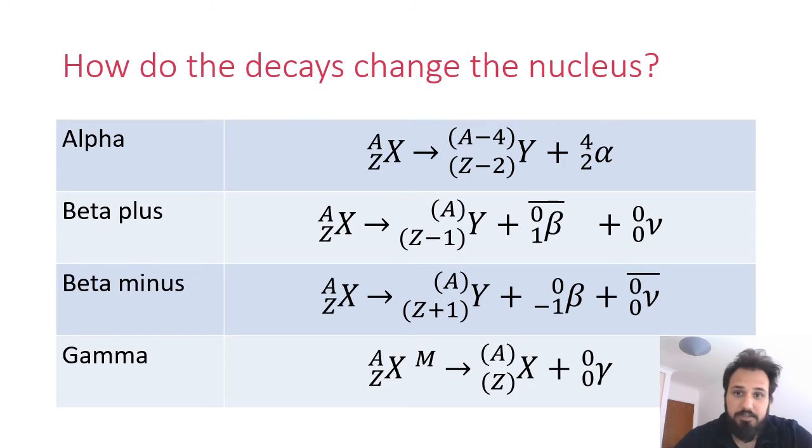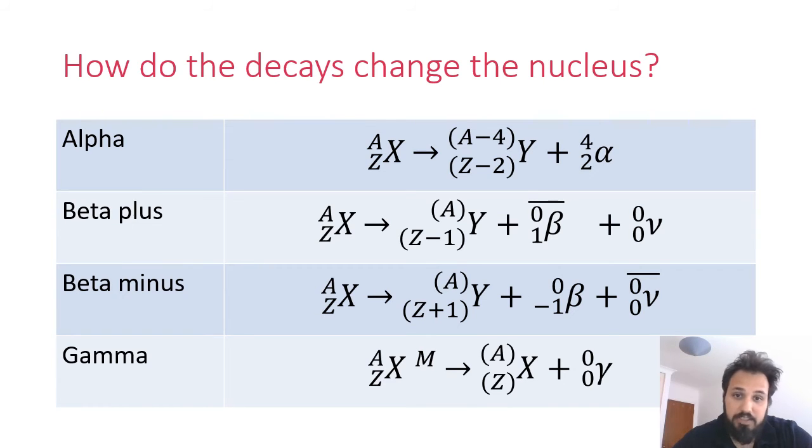In the case of alpha, we'll see that the nucleus loses 2 protons and 2 neutrons. So the atomic mass will change by 4 and the atomic number will change by 2. For beta plus, what we'll see is that a proton will change to a neutron. So the total number of nucleons will stay the same. The atomic mass number will stay the same. But the number of protons will decrease by 1.